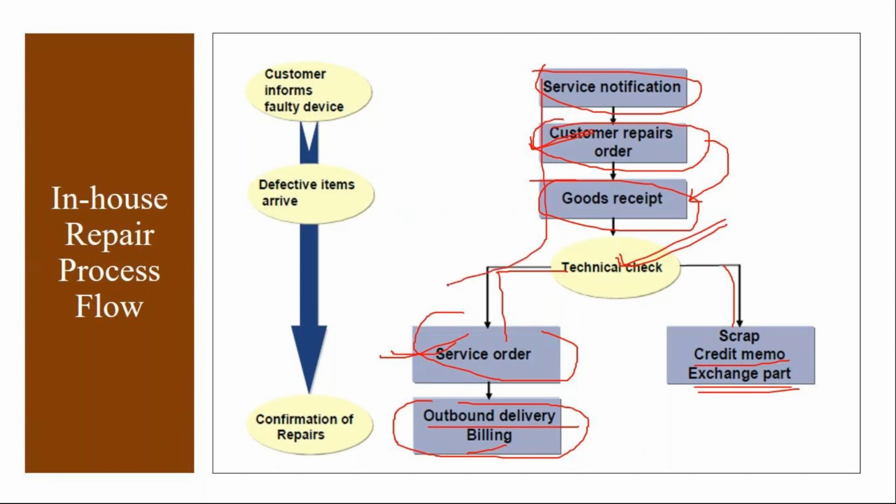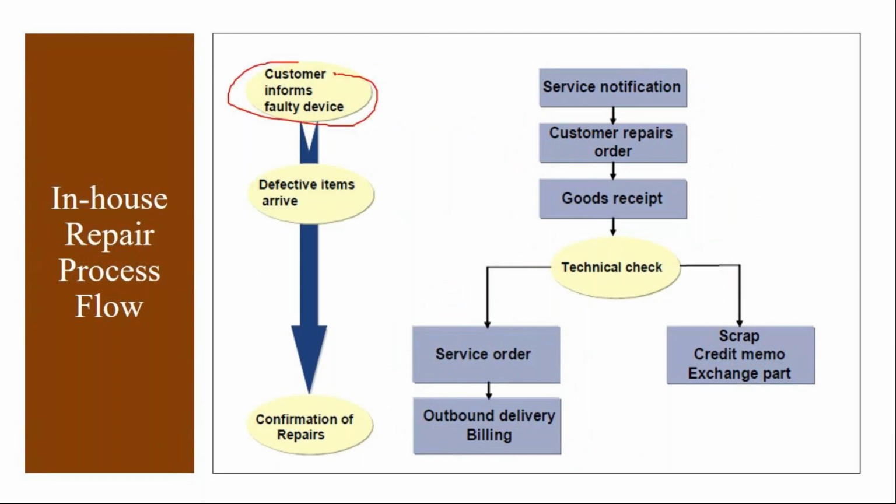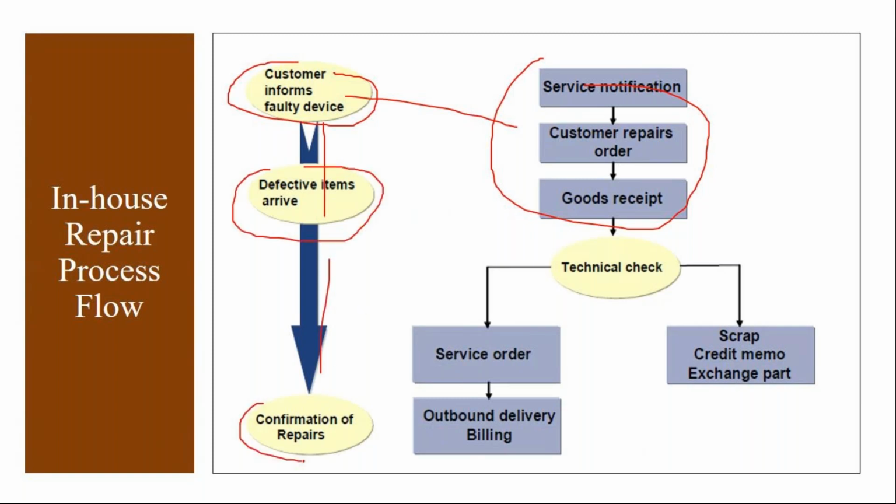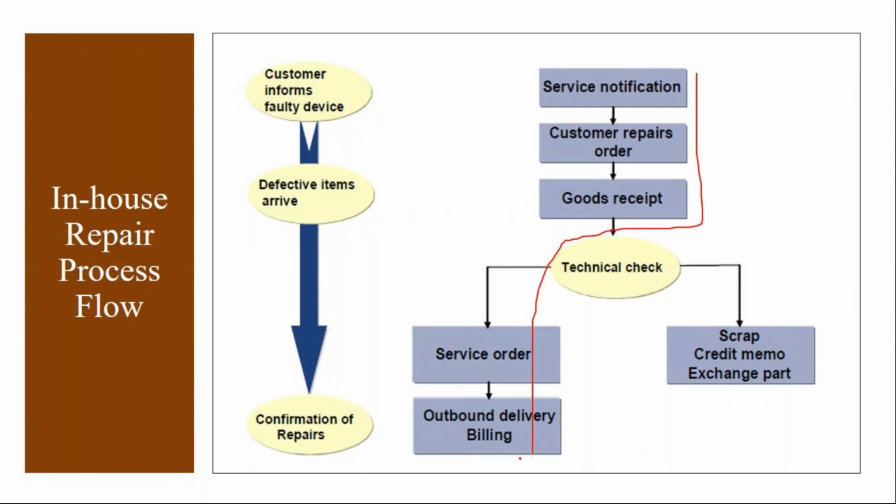So this is the process you are going to do in SAP. This is the physical one. Customer informs about faulty device, then you do this activity, and you receive the defective item, and then you repair it. And after that, according to the situation, you will take a decision. If it is repaired, fit for use, then you return it to the customer. If it is not fit for use, then you scrap it and take further subsequent action. Okay, but normal scenario is this one. Okay, so this is the in-house repair process.